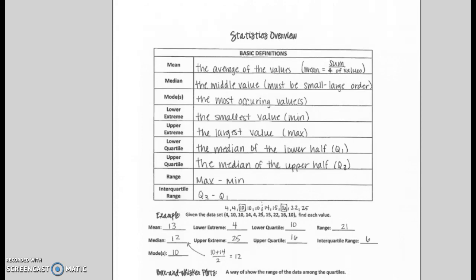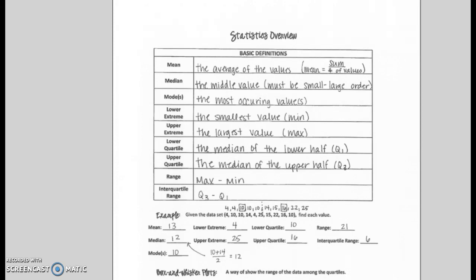That's a fancy way of saying the smallest or the minimum. Upper extreme, the largest or the maximum. Then we've got our lower quartile, which is the median of the lower half. And sometimes we'll refer to that as the Q1. And then the upper quartile is the median of the upper half, and we'll refer to that as the Q3.